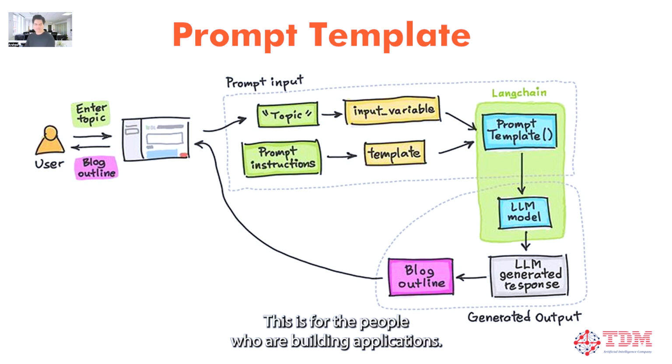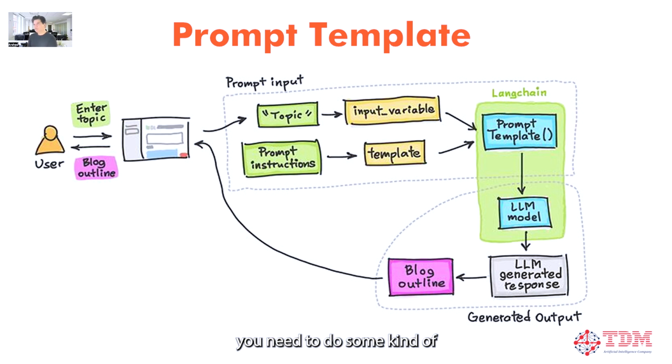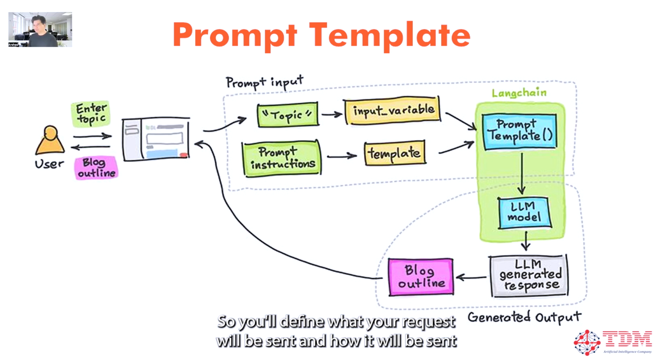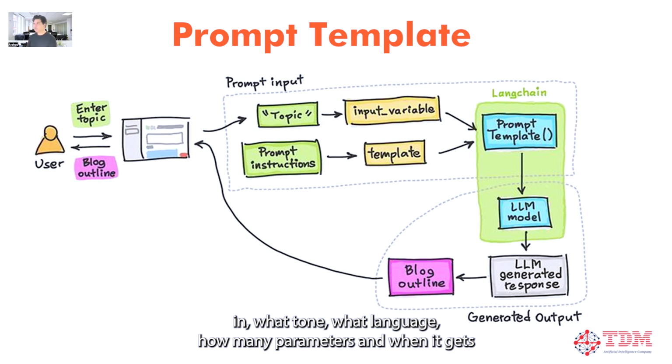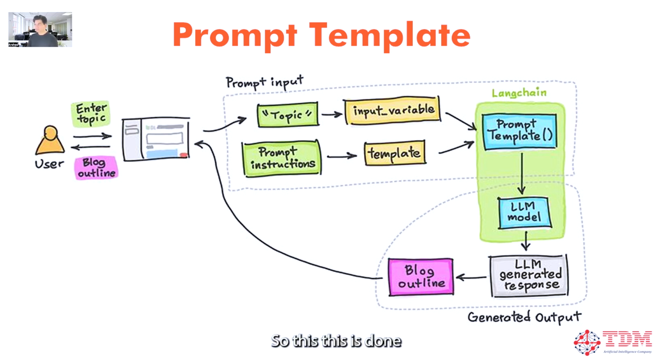Prompt template. This is for the people who are building applications. When you tap into a large language model, you need to do some kind of getting in and getting out process. So you'll define what your request will be, how it will be sent, in what tone, what language, how many parameters, and when it gets the response, what kind of response you want to bring back. This is done when you build a large language model application.